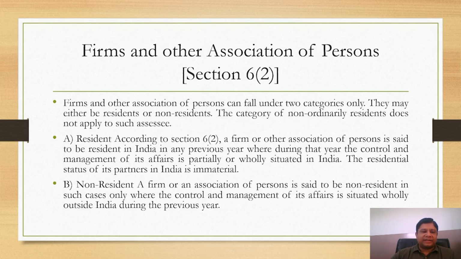So, in case of resident, according to section 6, subsection 2, a firm or other association of person is said to be resident in India in any previous year where during the year the control and management of its affairs is partially or wholly situated in India. The residential status of its partners in India is immaterial.